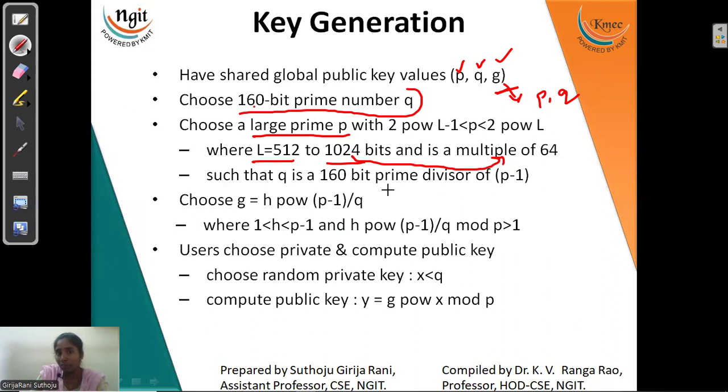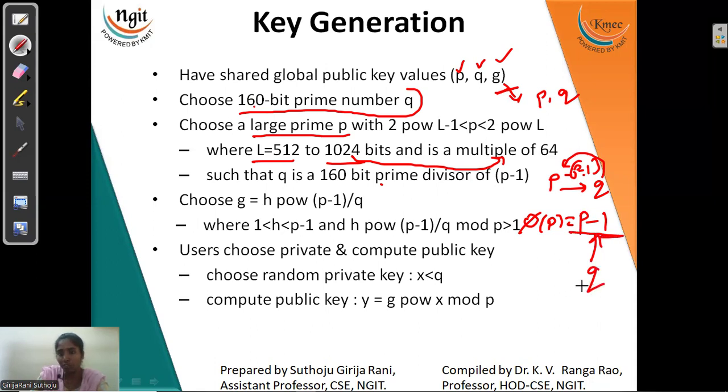Then Q is the prime divisor of P minus 1. So this is a prime factor. I mean, P is a prime number, and Q is a prime factor of P minus 1. We have phi of n, right? Here, phi of P is nothing but the prime number P minus 1. So whatever factors we have for P minus 1, we call them Q. We have to take one of the factors of that, I mean the prime divisor of that, in 160-bit format.